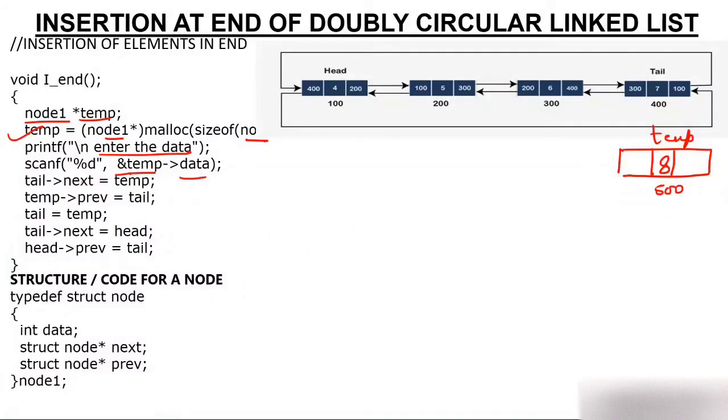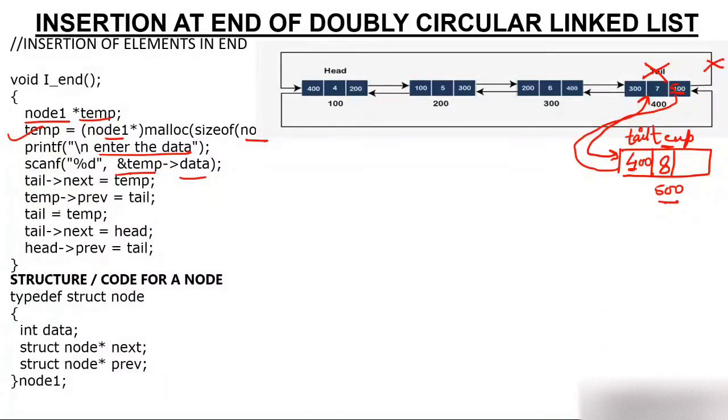Very good. Now what I'm doing is, in tail next, put temp. What is temp? 500. So I'll put 500 over here. The moment I put 500 here, this link will get broken, and this node will start pointing to this one, because this is going to be the last node. Now temp previous will have tail. What is tail? Currently 400, so 400 will come here, that is this will start pointing to 400. Now tail will jump, because tail is always the last node, so tail is equal to temp. What is temp? 500. So tail will come to this node 500.